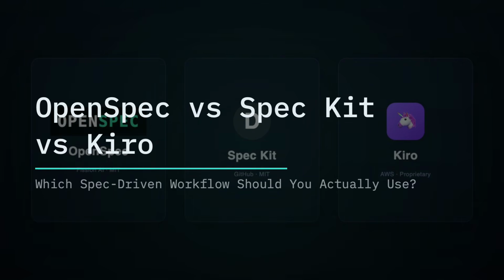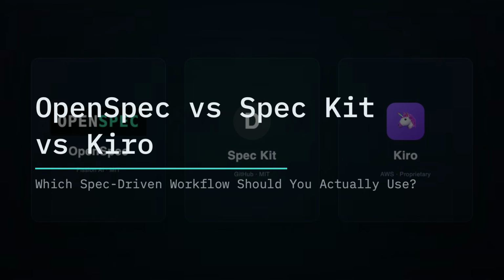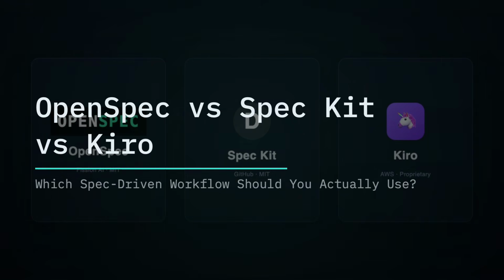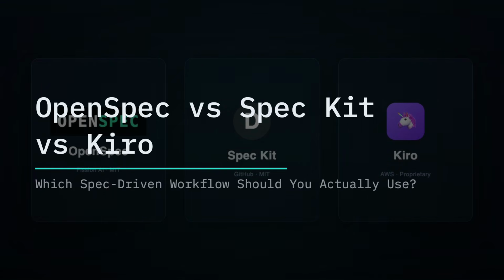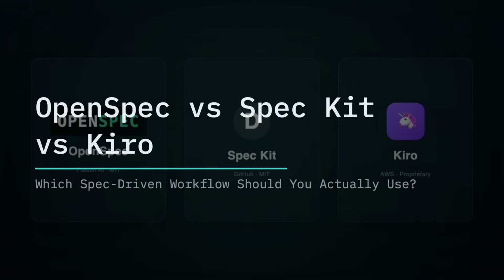Over the next few minutes, we'll run OpenSpec, GitHub Spec Kit, and Kiro through the same five criteria: spec format, agent integration, drift handling, lock-in, and cost. So by the end, you know exactly which one matches how you build.